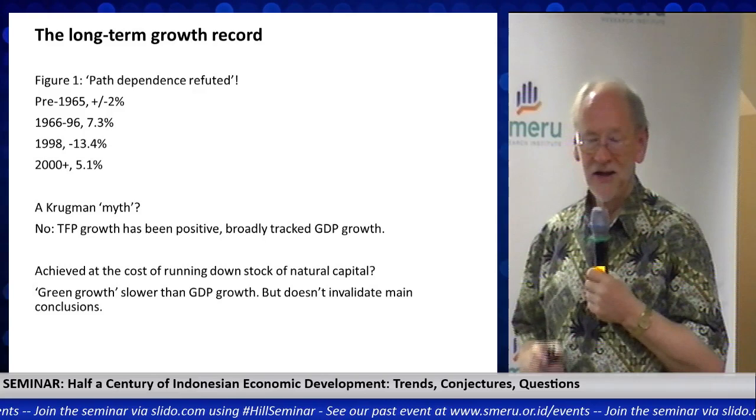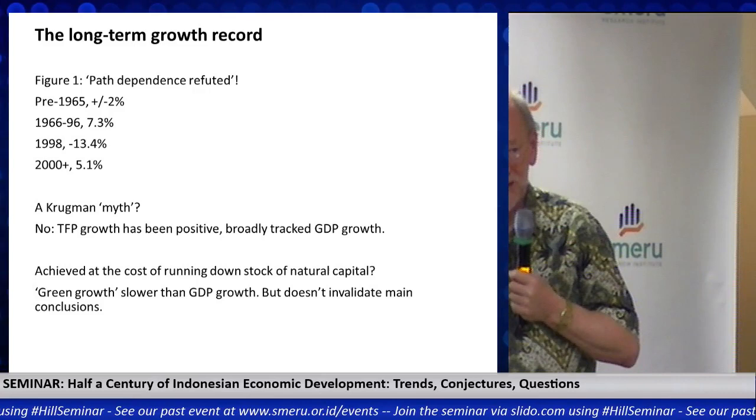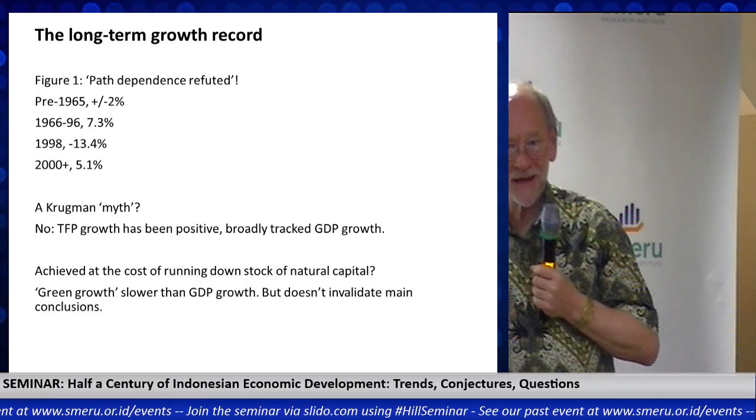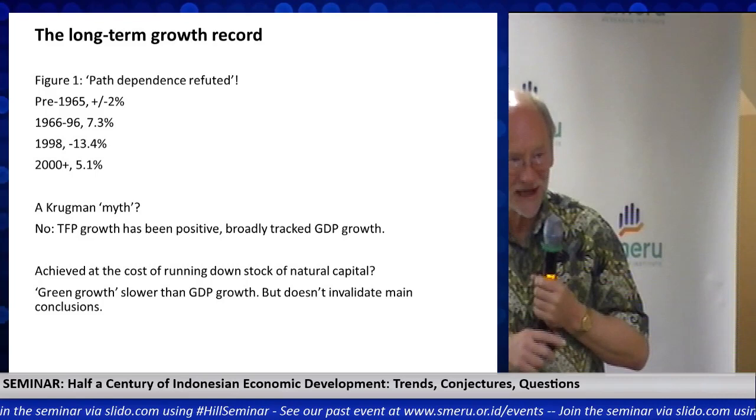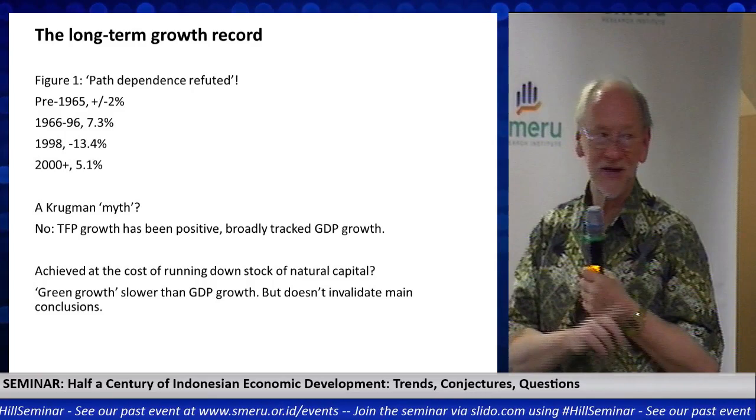So what's the reason for that? Why has growth been slower? Is it partly the prolonged effects of the Krismon, 97-98? Maybe initially that would be the effect, but it's unlikely to be the story for the current period. So what else is explaining it? So that's another question where I want your advice, please.